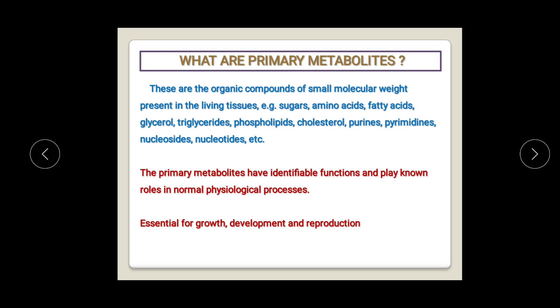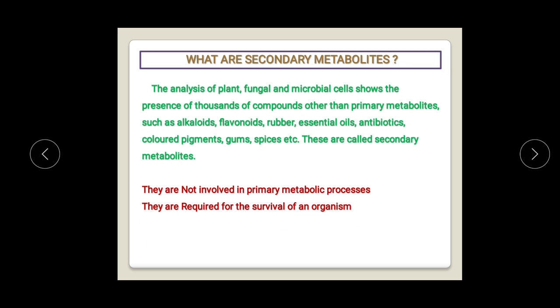In the absence of primary metabolites, plants, or more properly living organisms, cannot grow, cannot develop, and also cannot reproduce. So they are very essential for these processes such as the growth, development, and reproduction of the plants or living organisms. Now, what is meant by the secondary metabolites then?